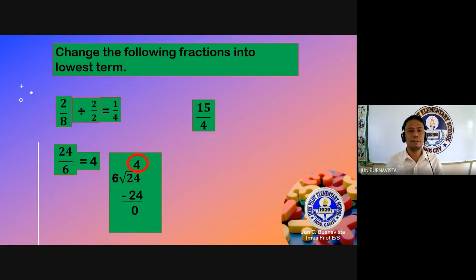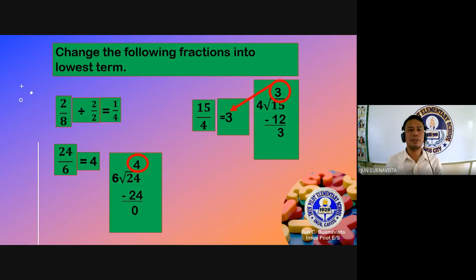Let's have another one. 15/4. Again, 15/4 is an example of an improper fraction. So we are going to divide 15 by 4. So we have 15 divided by 4 equals 3. Then 3 times 4 equals 12. 15 minus 12 equals 3. So our quotient is 3. So therefore, the quotient or our whole number is 3.